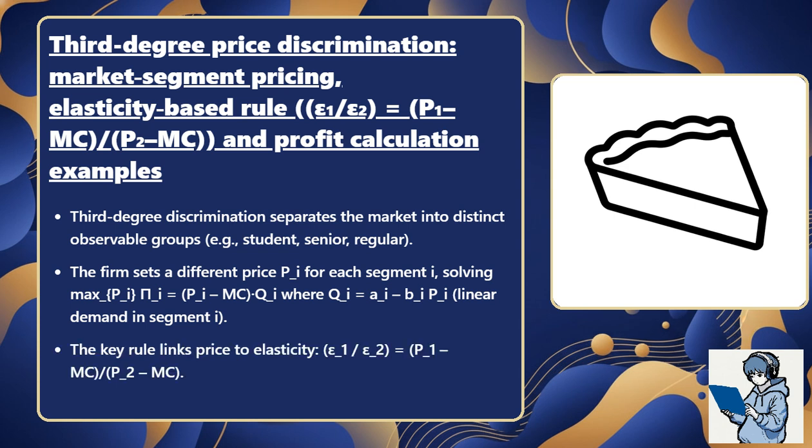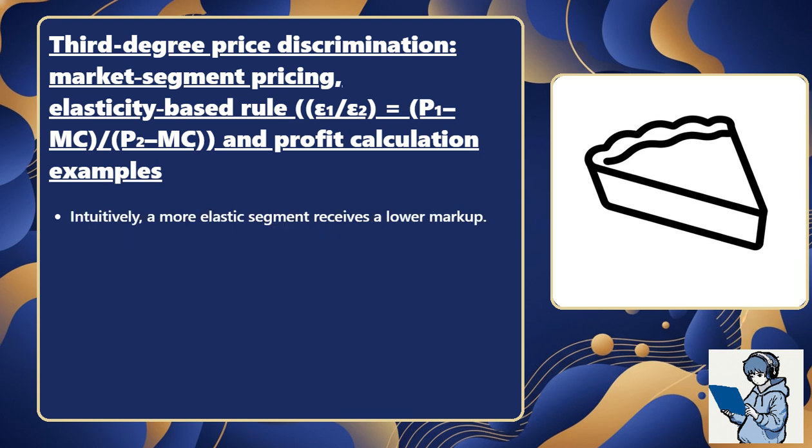The key rule links price to elasticity: (epsilon 1 over epsilon 2) equals (P1 minus MC) over (P2 minus MC). Here epsilon sub i equals (P sub i over Q sub i) times (dQ sub i over dP sub i) is the price elasticity, negative. Intuitively, a more elastic segment receives a lower markup.